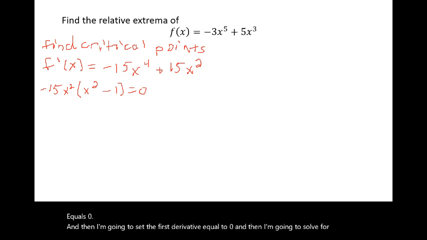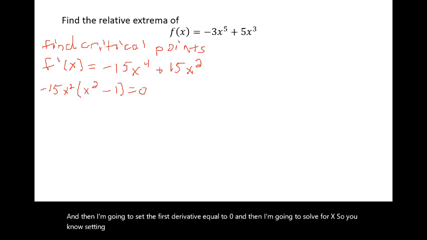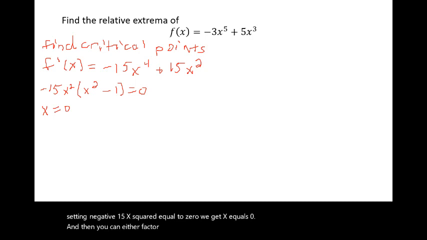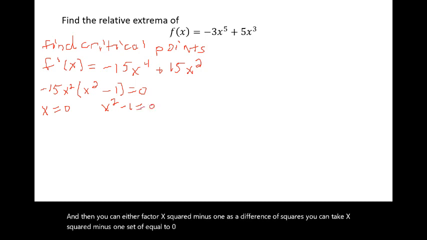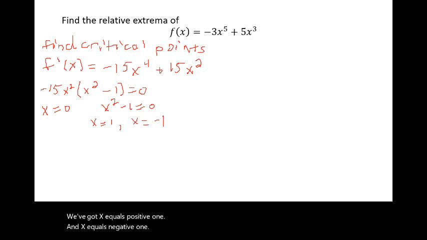So, setting -15 x squared equal to 0, we get x equals 0. And then you can either factor x squared minus 1 as a difference of squares, or you can take x squared minus 1, set it equal to 0, and solve for x. You actually get two other critical points. We've got x equals positive 1 and x equals negative 1. So there are 3 critical points here.